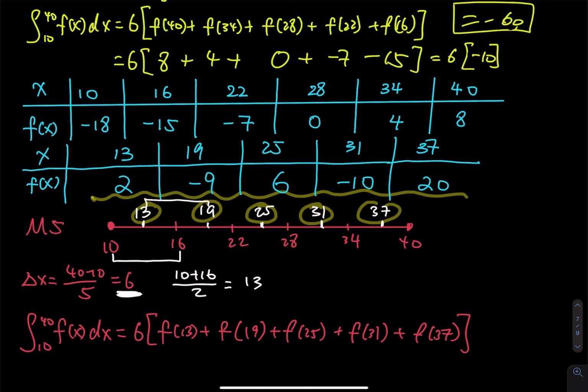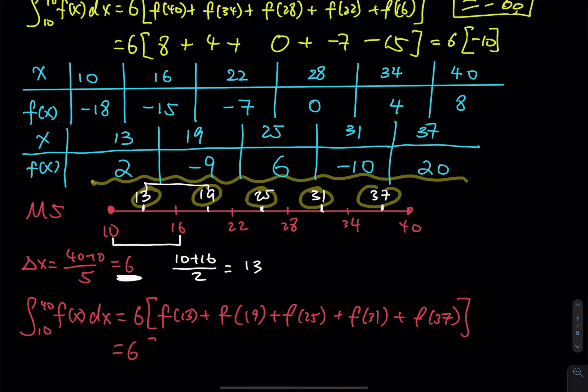which is f of 13. So overall, you have 6 times 2 plus negative 9 plus 6 plus negative 10 plus 20. So overall, that is equal to 54. Right? 2 minus 9 plus 6 minus 10 plus 20. That is 9. 9 times 6 is equal to 54.